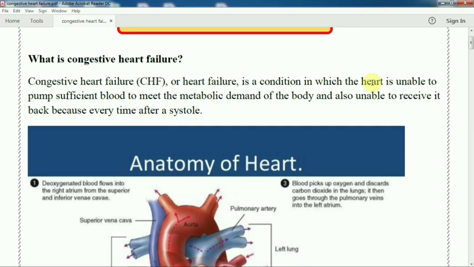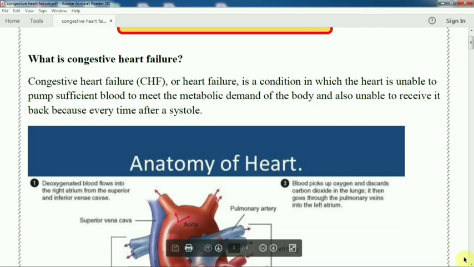Because every time after a systole, or contraction, for this reason the blood is unable to fill or be received. So this is the definition of congestive heart failure: a condition in which the heart is unable to pump or supply blood to all parts of the body, or unable to receive a sufficient amount of blood. This is all about congestive heart failure, or heart failure.